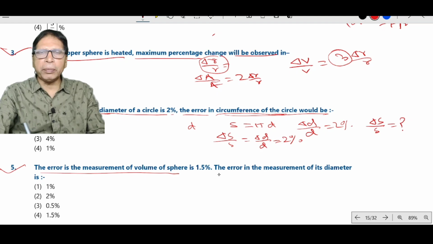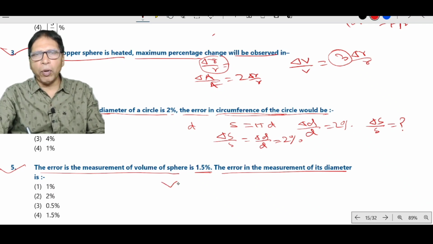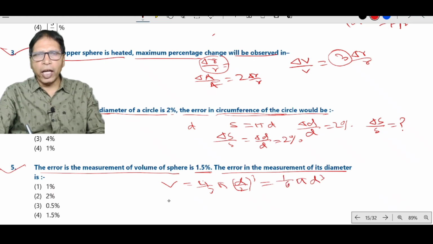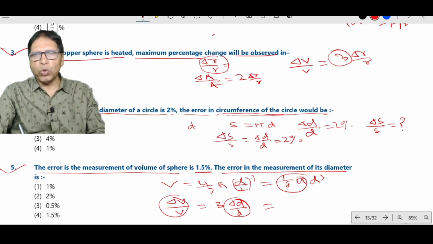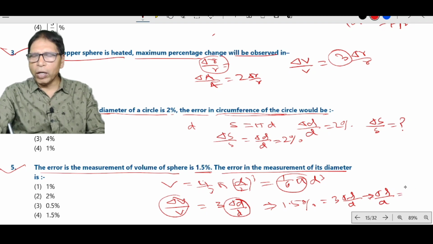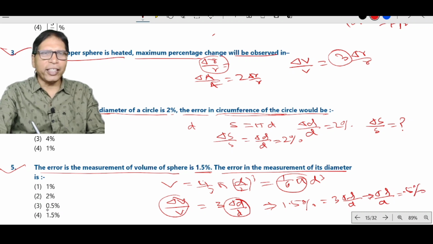Next, question number 5. The error in measurement of volume of a sphere is 1.5%. The error in measurement of its diameter is? If V be the volume and D be the diameter of a sphere, then V equals 4/3 pi into D by 2 whole cube, so this is 1 by 6 pi D cube. Therefore, relative error of volume delta V by V equals 3 delta d by d, as the rest is constant. Here delta d by d will be calculated. Now delta V by V is given as 1.5%, this equals 3 into delta d by d. So delta d by d equals 1.5 by 3, so this is 0.5%. What is the answer?